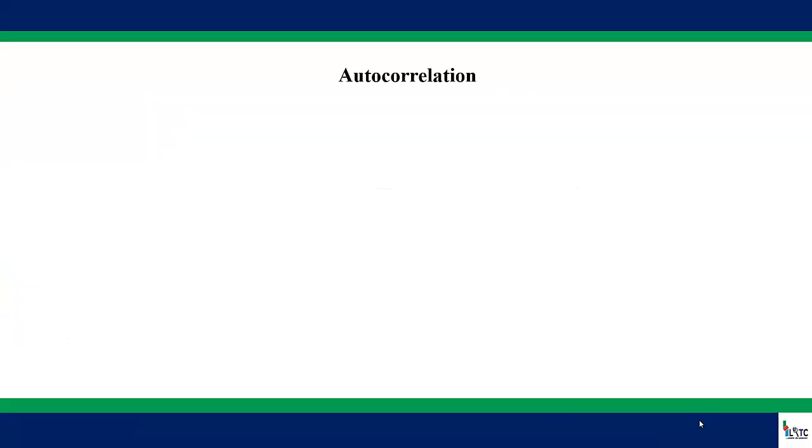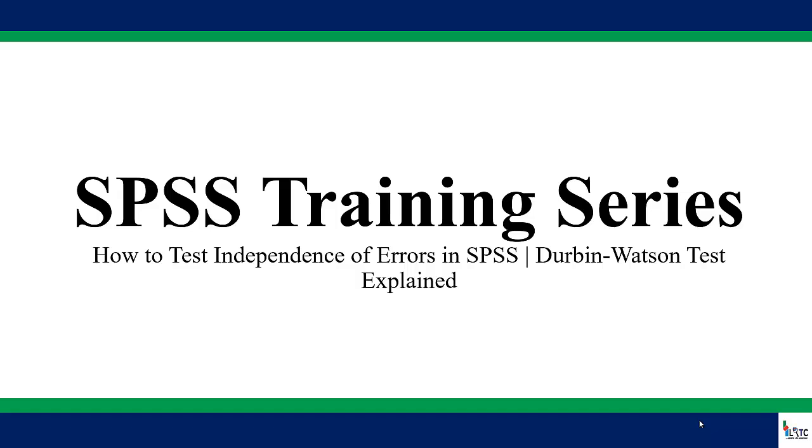Welcome back. In this video tutorial, we are going to be looking at how to test independence of errors in SPSS, and the statistical test that we are going to use is called Durbin-Watson statistics. Please take notes, this test can also be referred to as a serial correlation test or autocorrelation test.